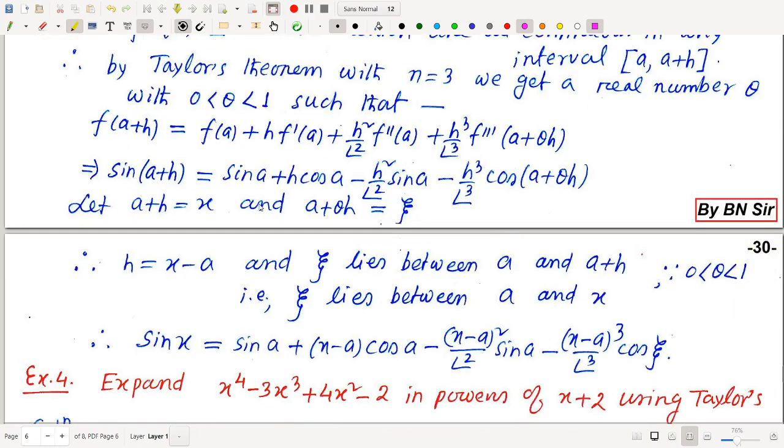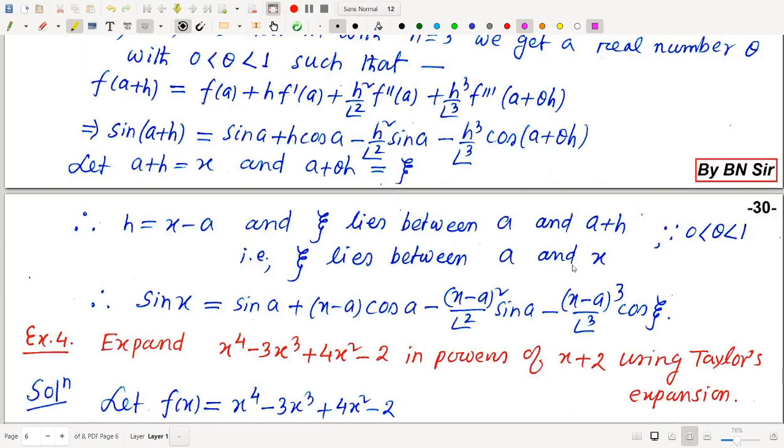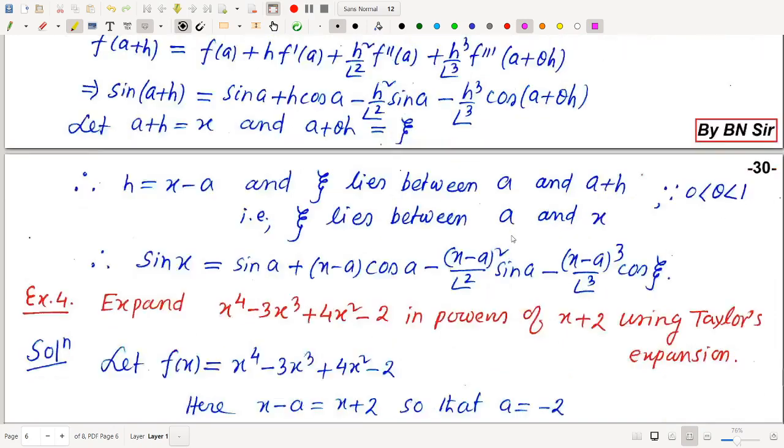Now let a plus h be x and a plus theta h be j. Therefore h is x minus a, and what is j? j lies between a and a plus h, because theta is a fraction, a number between 0 and 1, so a plus theta h surely lies between a and a plus h. That is, j lies between a and x, because we have taken a plus h as x. So we have got the final answer: sin x equals sin a plus (x minus a) cos a minus (x minus a) square by 2 factorial sin a minus (x minus a) cube by 3 factorial cos j. So proved.